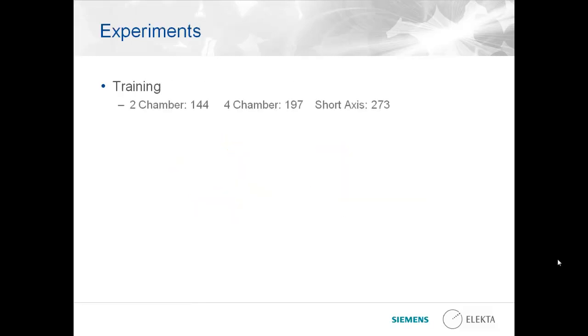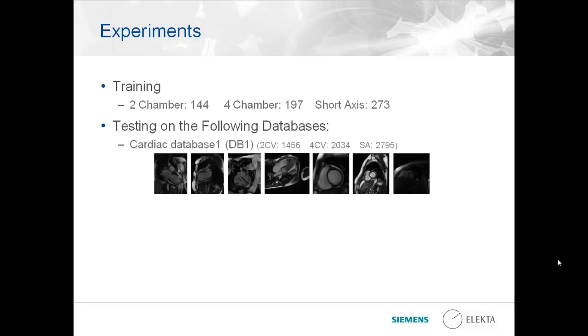To validate our approach in clinical settings, we did extensive experiments, and we selected 144 two-chamber view images, 197 four-chamber view, and 273 short-axis view images for training the landmark detection system. And the testing was done on 3 databases. The first one is database 1. It contains thousands of two-chamber view, four-chamber view, and short-axis images, which are all cardiac images and which can be visually identified. And all the training images are also selected from this database.